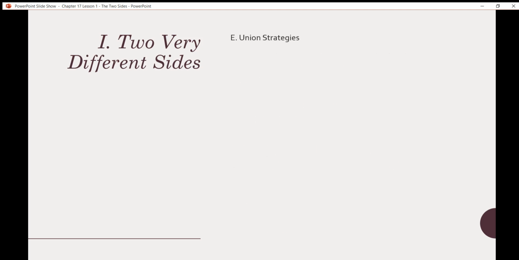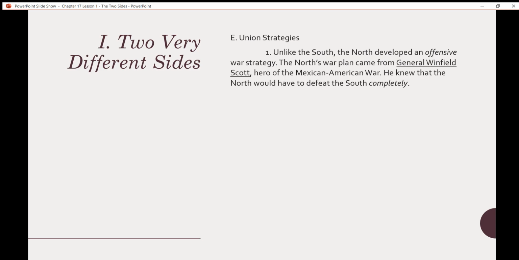On to the strategies of the Union, which differ very much from the South. While the South is heading things in a very defensive fashion, the North is going to develop an offensive war strategy. So the North's war plan came from General Winfield Scott. General Scott was a very important, influential military hero of the Mexican-American War. He was publicly known. He knew that the North would have to defeat the South completely. There was no defensive strategy. It was just a matter of completely taking over the South and reclaiming the sustainability of the Union.